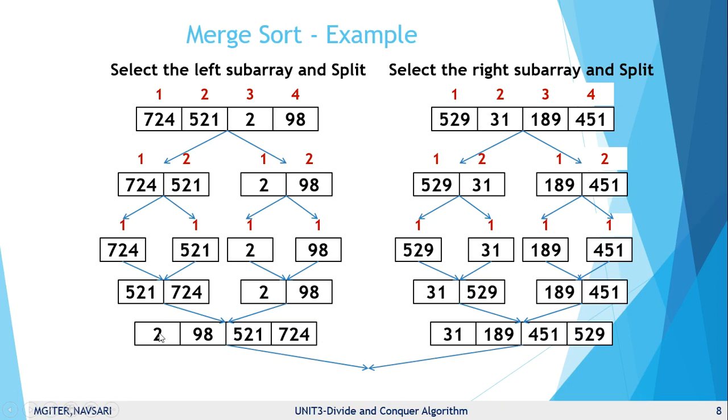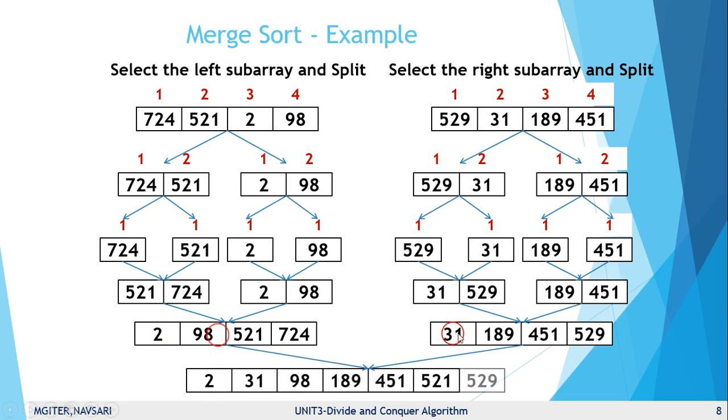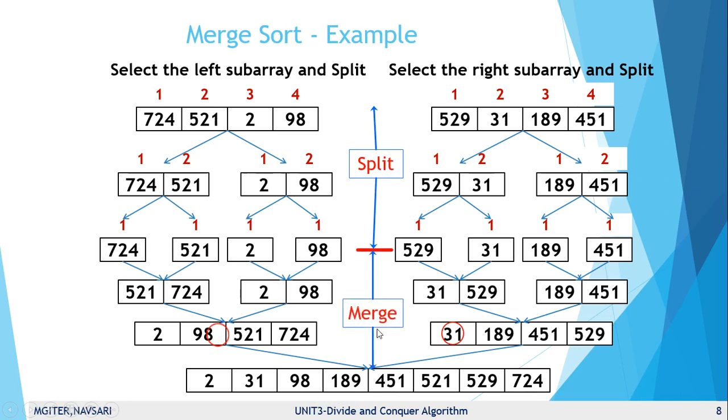We consider here i and here j. Compare i with j. If i is less than j, then put i into the array, otherwise j. Now 90 is compared with 31, but 98 is larger than 31, so we put j here. Similarly, all are compared and put in sorted order. Now these are the split lists and these are the merged lists.